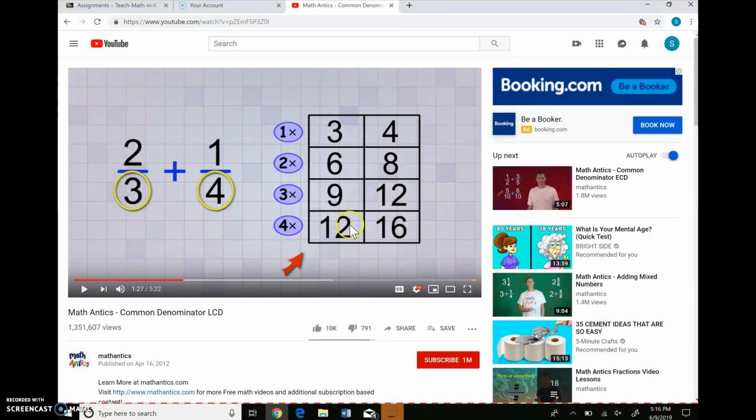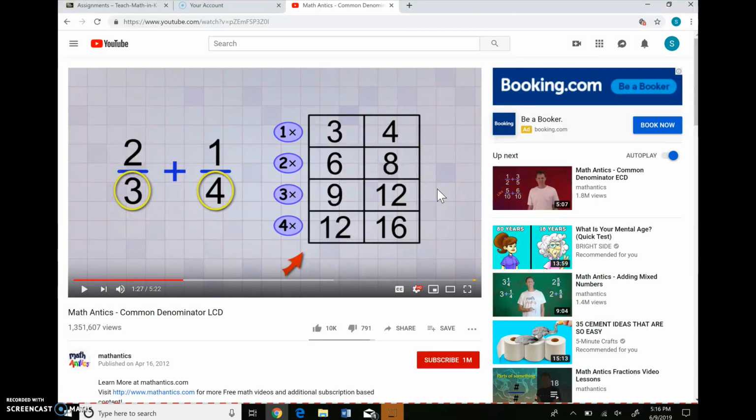So you have 2 columns, one for each of the denominators, and then you start just writing out the multiples. Some of them you may need longer ones, but the students write these out, and then they stop and try to find the lowest common multiple of each number. So in this case, 3 and 4, they'd be able to see that right here, 12 is the lowest one.